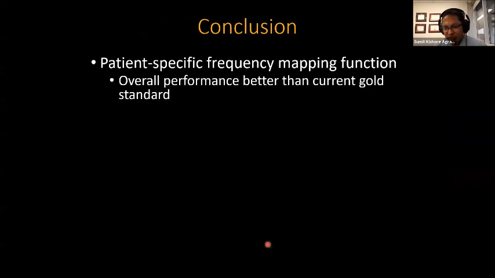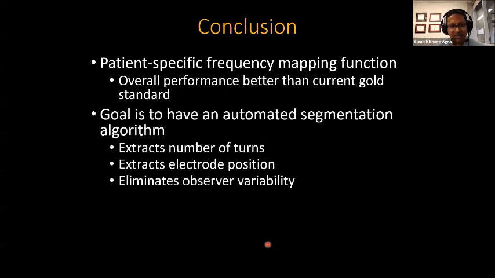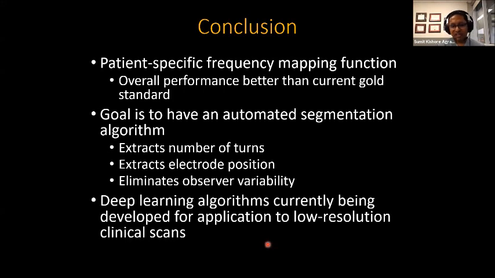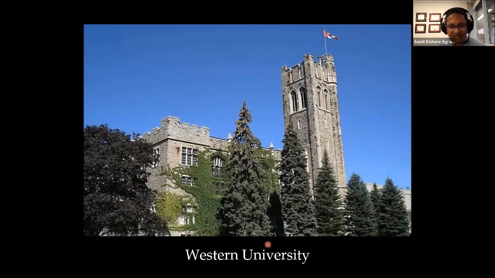So in conclusion, we do have a new patient-specific map, and it seems to work better than the current gold standard. Our goal is to automate all of this with the number of turns and electrode position, and we're currently working on this, and we'll hopefully be able to apply it to low-resolution patient scans. Thank you very much.